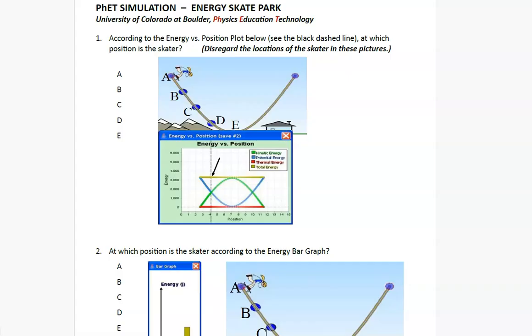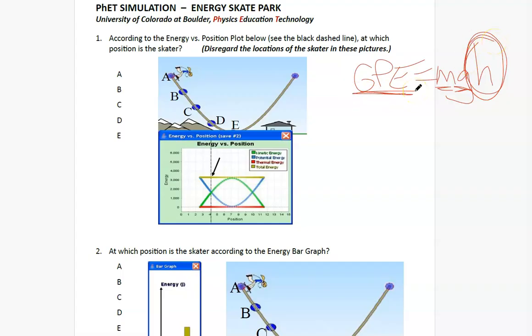So number one says, according to the energy versus position plot below, see the black dashed line, at which position is the skater? So disregard the picture of where the skater is when you do this analysis. Remember, gravitational potential energy is equal to mass times g times height. Well, the mass of the skater isn't changing. g isn't changing because we're still on Earth. The only thing changing for the skater is h. So the higher h is, the higher the height is, the more gravitational potential energy.